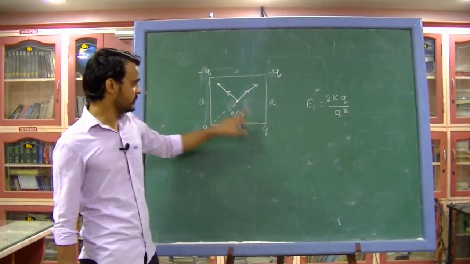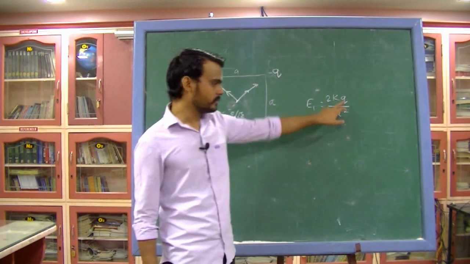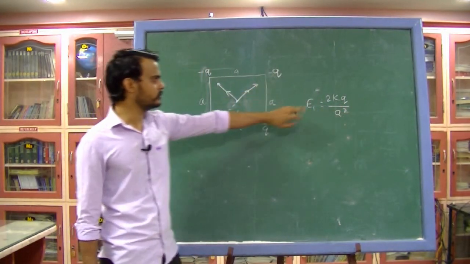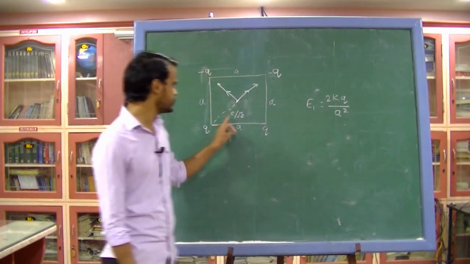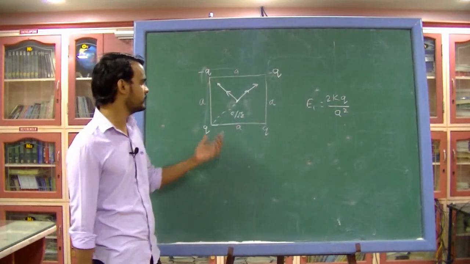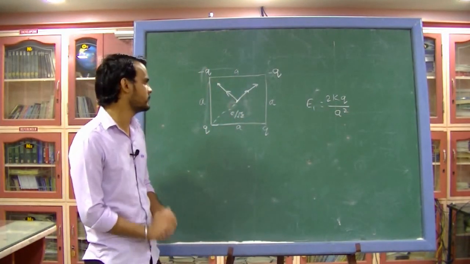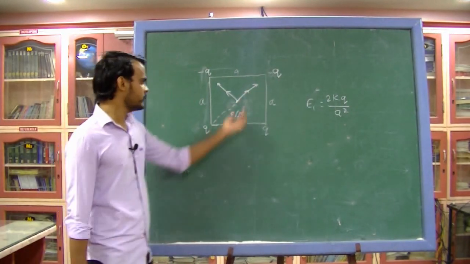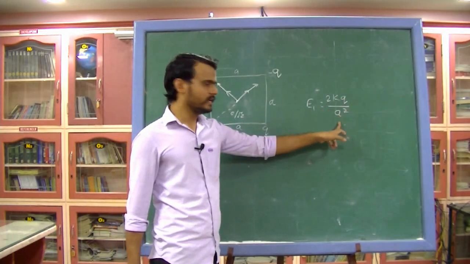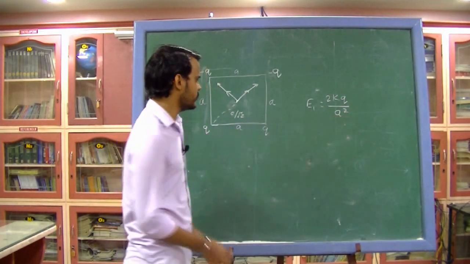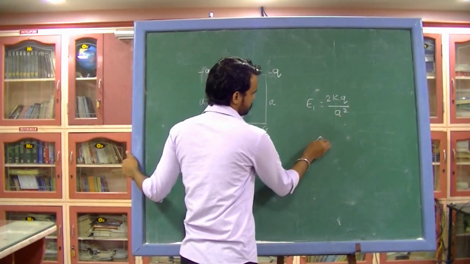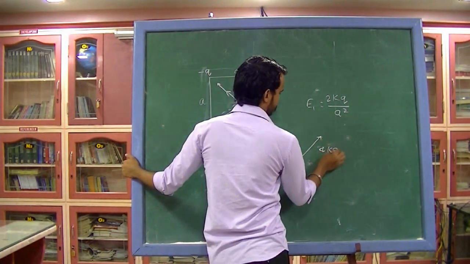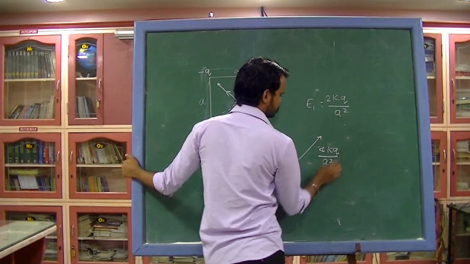Similarly, due to this charge, electric field intensity will be 2 k q by a square. Same for this charge, electric field intensity will be 2 k q by a square. So, magnitude wise all the electric field intensities are same. Now, let us find out what is the net electric field intensity. So, this one and this one vector are parallel. So, their vector addition will be 2 k q by a square plus 2 k q by a square. So, I will have a vector which is in this direction and it will be 4 k q by a square.